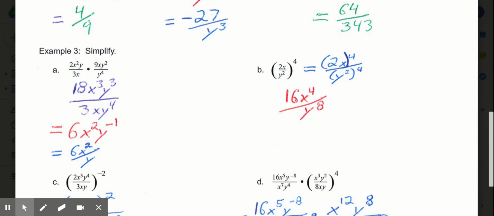So on top, 2 to the fourth is 16. And then x to the fourth. So we have 16x to the fourth. And on bottom, 2 times 4 for the power is 8. So we have y to the 8th. Can't do anything further with this one.